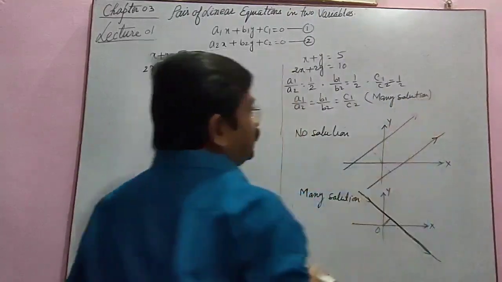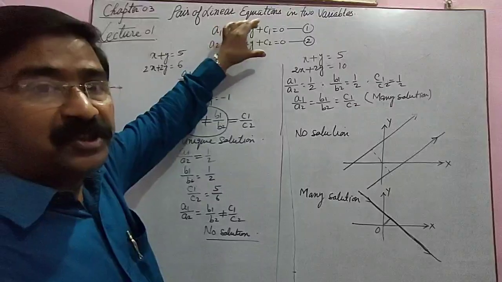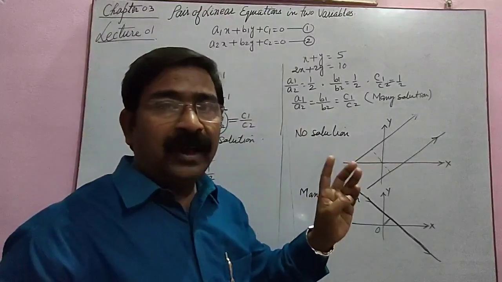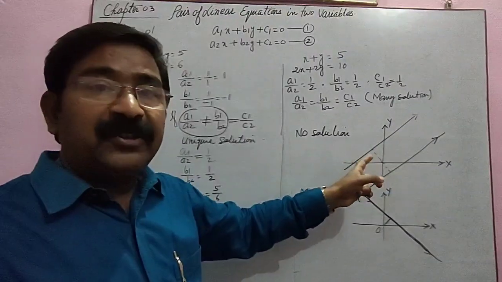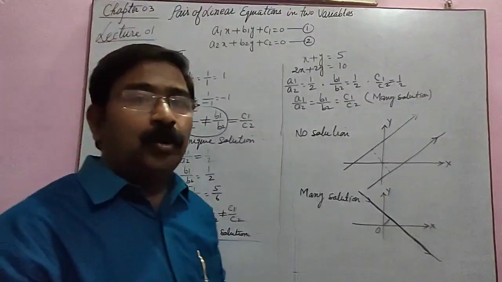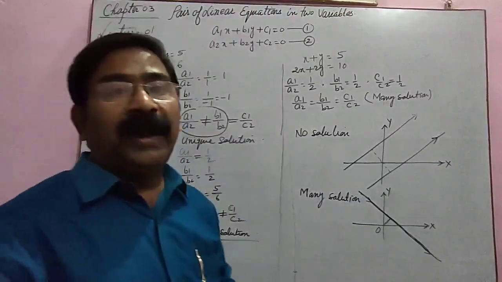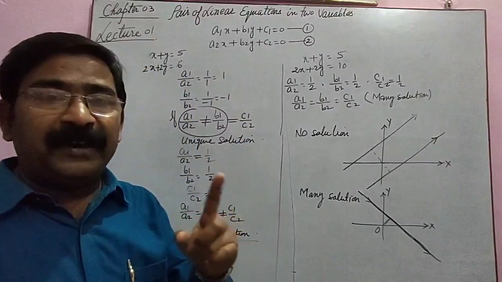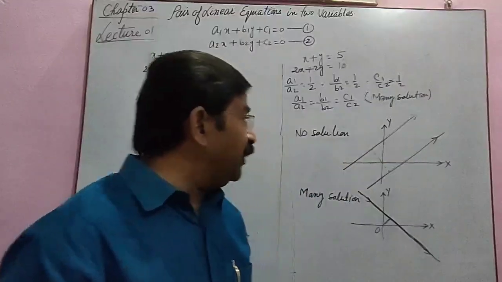Many solutions means, how many types of solutions are there for two equations? Three: unique solution, no solution, and infinitely many solutions. It has been proved with geometry. If we plot the graph of the equations and the two lines intersect each other, we will have a unique solution, because two lines intersect each other at one point only. So that point is unique, so the solution is unique.